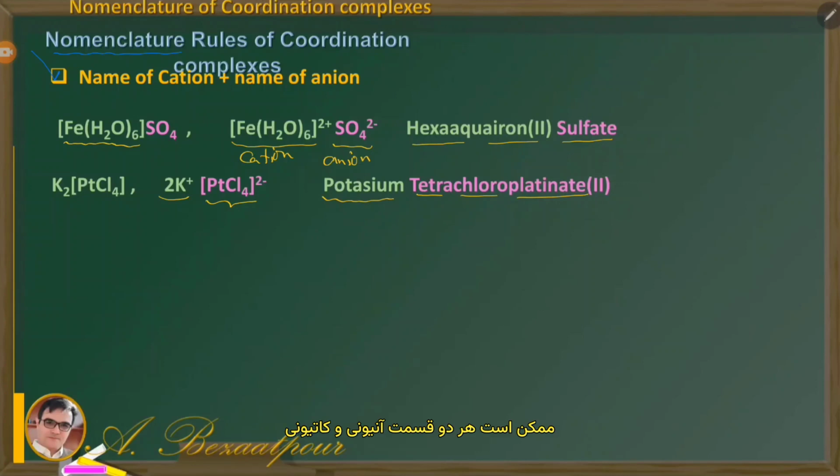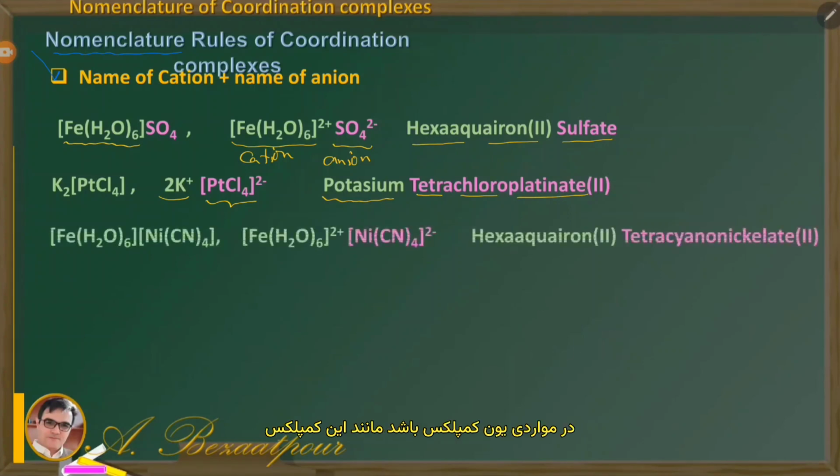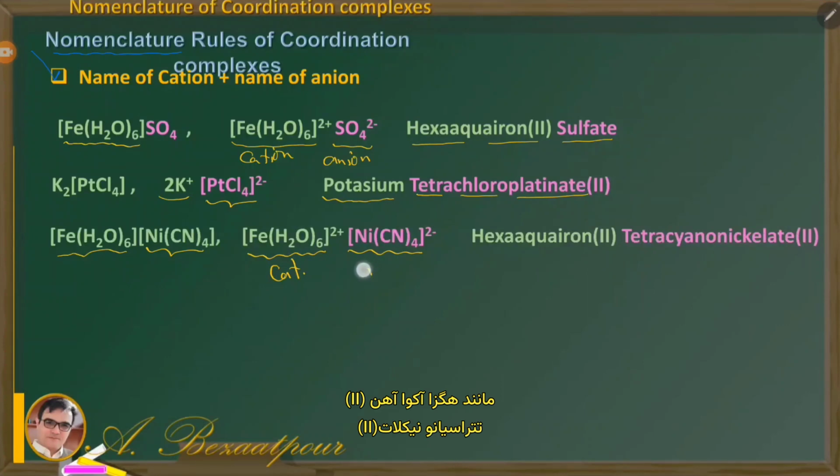It is possible that both the anionic part and the cationic part are ion complexes, like this example I gave. Then we can write first the cationic part and then the anionic part in the naming as hexaaqua iron(II) tetracyanonickelate(II).